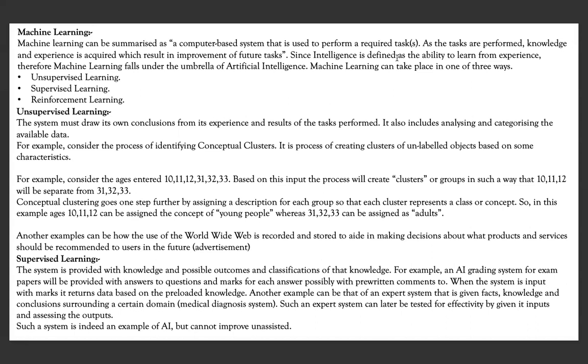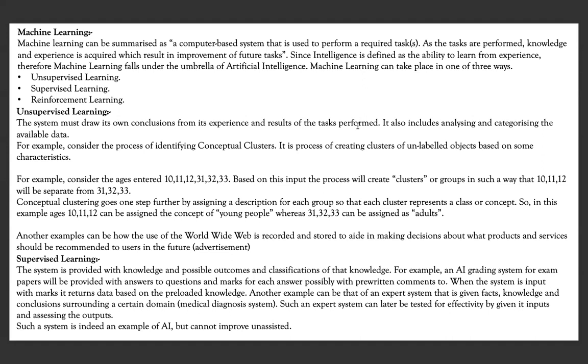Since intelligence is defined as the ability to learn from experience, machine learning falls under the umbrella of artificial intelligence. Machine learning can take place in one of three ways. There is unsupervised machine learning, supervised machine learning, and finally reinforcement learning. Let's look at unsupervised learning first. The system must draw its own conclusions from its experience and results of tasks performed.